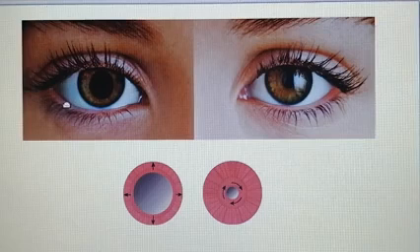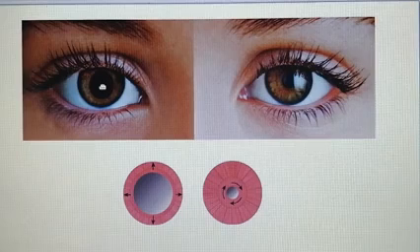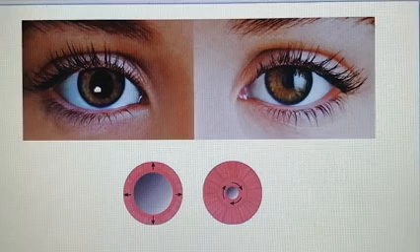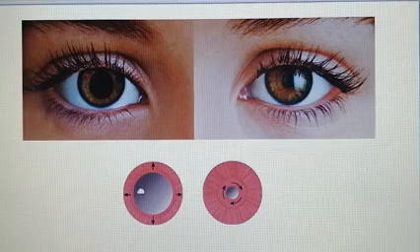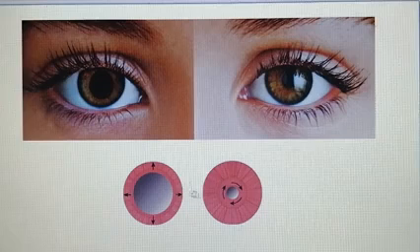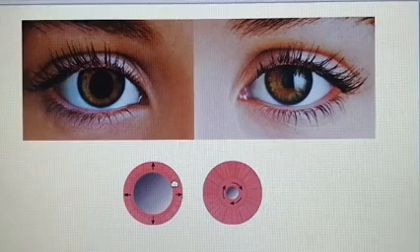When we see objects in dim light, the gap between the iris enlarges. When we see objects in bright light, the size of the iris is less. The radial muscles and circular muscles help to regulate the size of the iris.